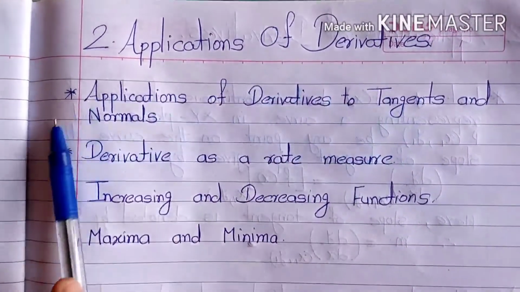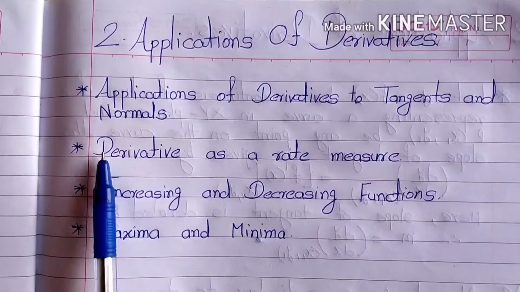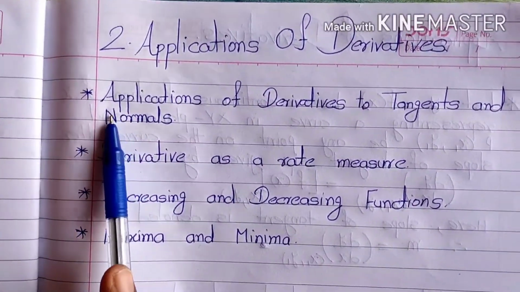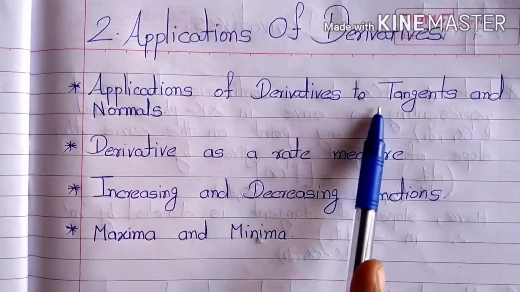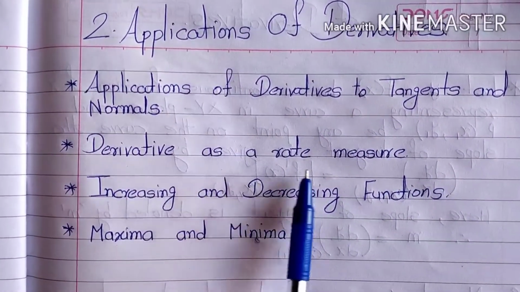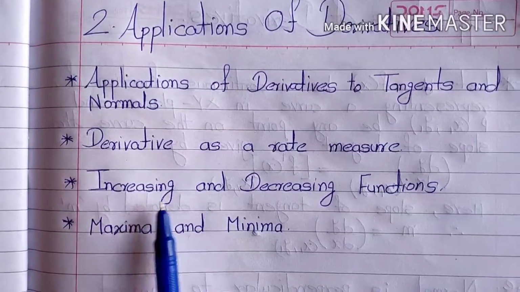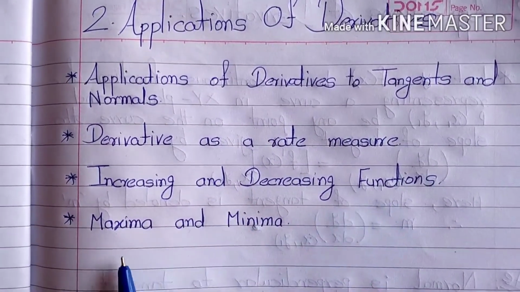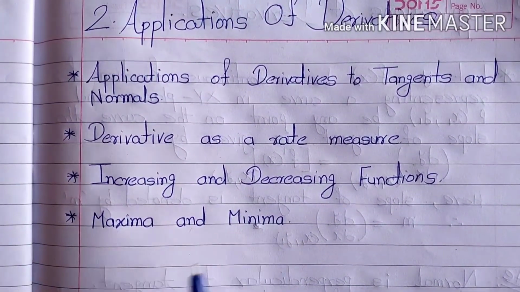Here are some topics which we have to see from this lesson. First topic is application of derivative to tangent and normal. Second, derivative as rate measure. Third, increasing and decreasing function. And fourth, maxima and minima.